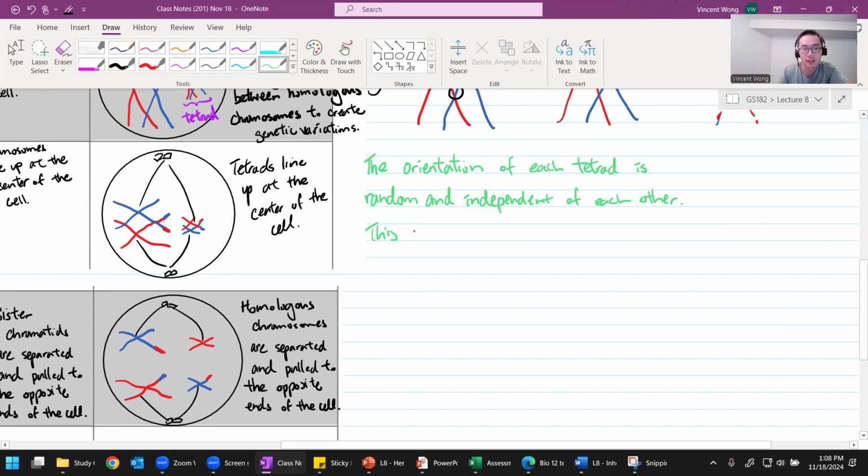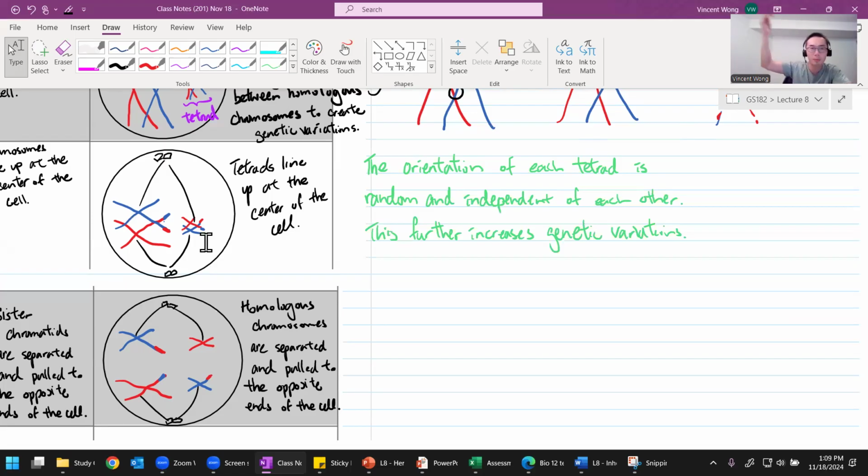This further increases genetic variation. Okay, so what does that mean, right? Over here in the first tetrad, you see the blue one is on top and the red one is at the bottom. And then the next pair, red one is on top and blue is at the bottom. And remember, we have like 23 of these tetrads, right? So, and then the next one, it could be red on top or blue on top. And then the next one, again, like you have two choices, right?